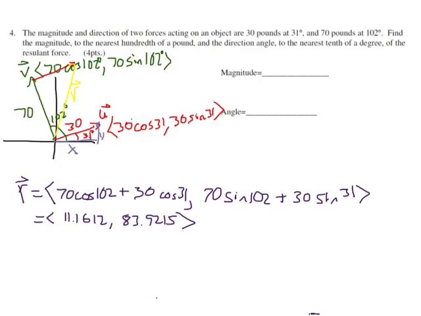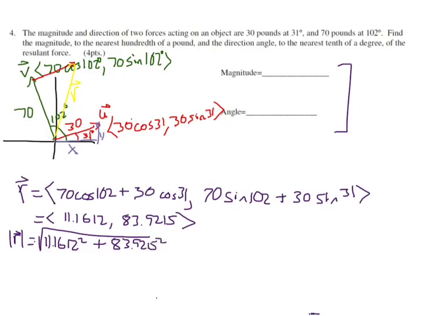Now, all we need to do is find the magnitude and the angle of that vector. Okay, and so to find the magnitude of r, basically it's the Pythagorean theorem. So we got 11.1612 squared plus 83.9215 squared, all that square rooted, and that comes out to be approximately 84.66. Actually, we're going to the nearest tenth, so we'll go to 84.7.